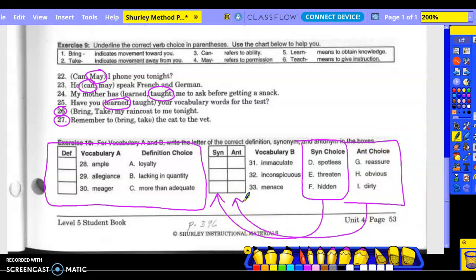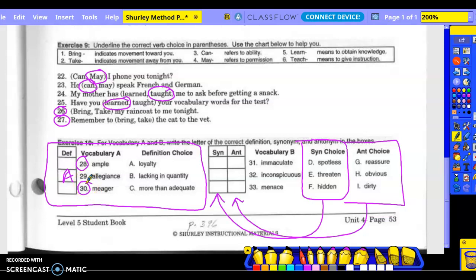Okay, so loyalty. What letter would loyalty go with what number? 29, allegiance. So I'm going to put A right here. Okay, you guys are going to do 28 and 29 for homework. Go ahead and circle those so I remember which ones you did on your own. 28 and 30, yes. Okay, immaculate.